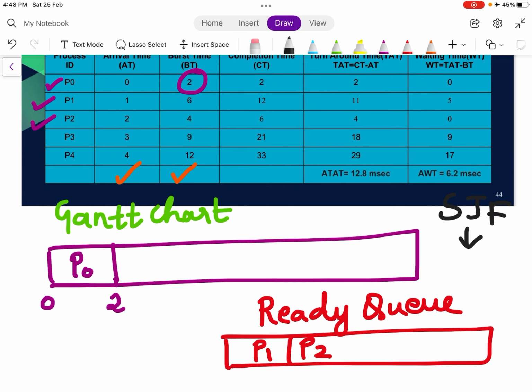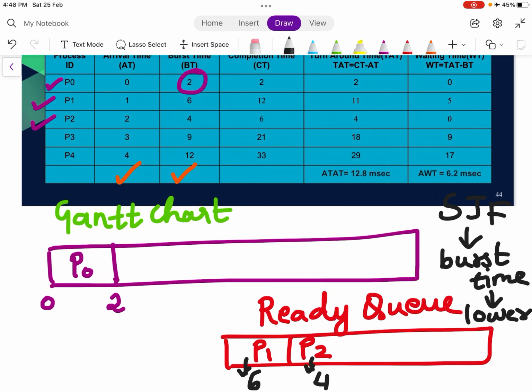SJF scheduling. SJF schedules according to the burst time. The process which has the lower burst time will be allocated first to the CPU. Now among P1 and P2, the burst time for P1 is 6, the burst time for P2 is 4. So P2 will be allocated to the CPU first. So 2 plus 4 is 6.